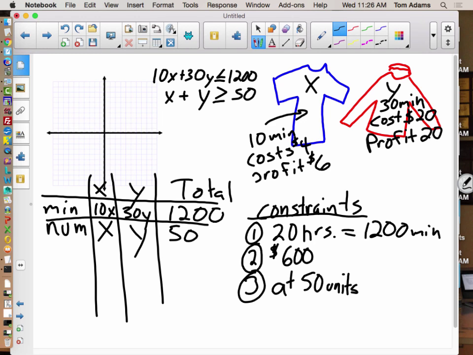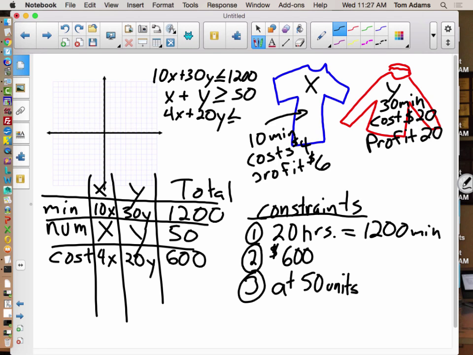So then the next thing that I would do is talk about the cost. How much money do I have to spend? $600. How much is it going to cost me? Well, $4 per shirt and $20 per sweatshirt. So I have 4x plus 20y has to be less than or equal to $600. That's my third constraint. You guys with me so far?